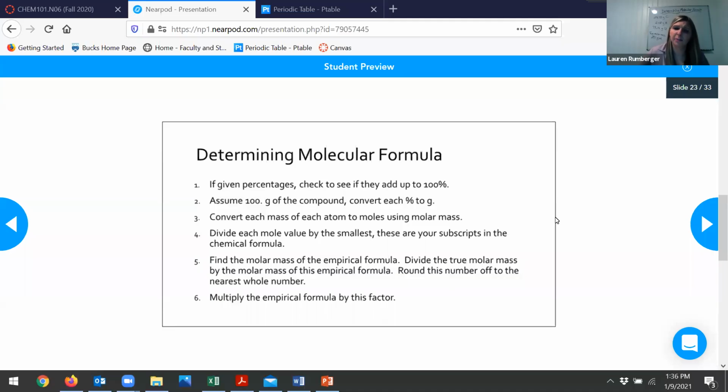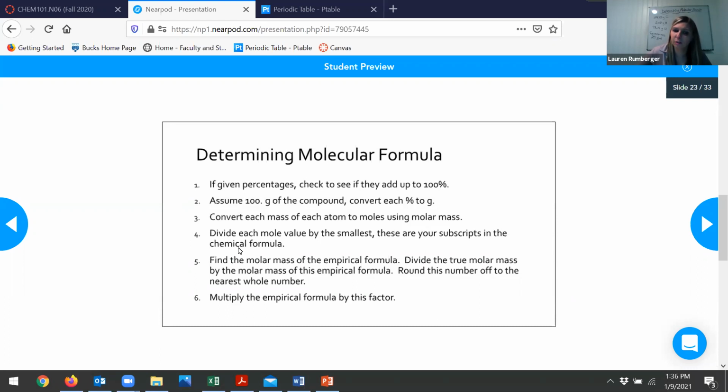You just learned the steps for determining molecular formula. You may notice that the first 4 steps are the same steps as determining the empirical formula, because the first step in determining the molecular formula is to first find the empirical formula. So you should recognize these first 4 steps.